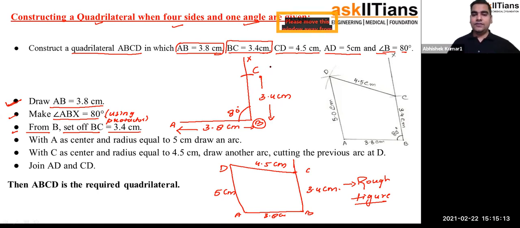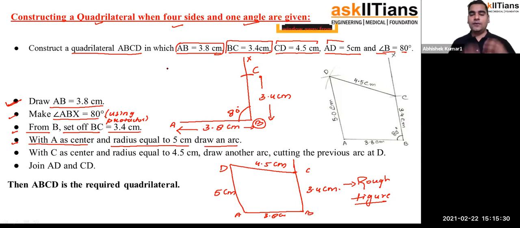Now, what is the length of the remaining two sides? The length of CD is 4.5 centimeter and the length of AD is 5 centimeter. That's what we are left with. So what you can do is, assuming A as a center and radius equal to 5 centimeter, you have to draw an arc.